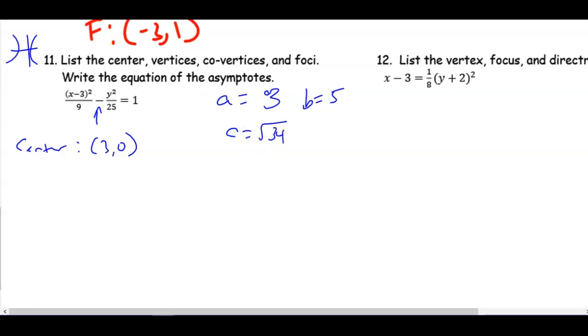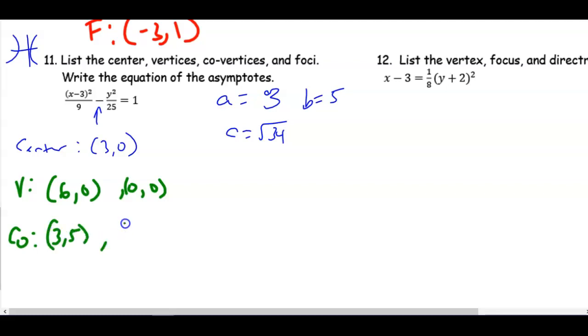So now we can find the vertices from the center. I've got to go right 3, so the vertex is 6, 0, and left 3, so 0, 0. And then for the covertices, I've got to go up 5, so 3, 5, and down 5, which is 3, -5. Then I've got to find the foci, which is going to be on the same axis. So notice the x value changed.